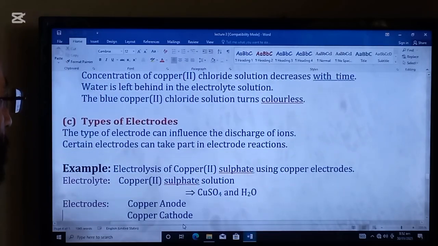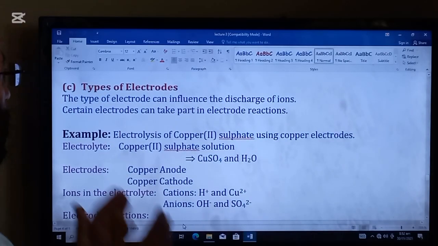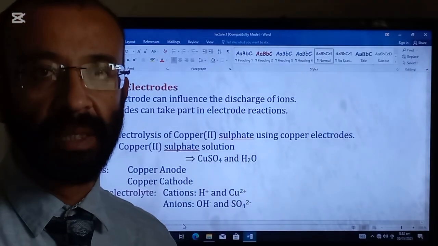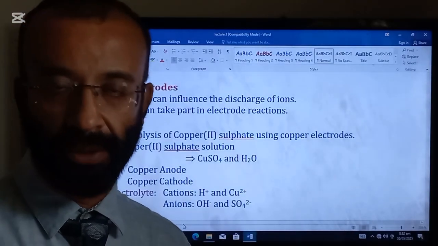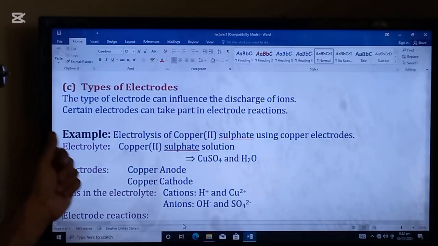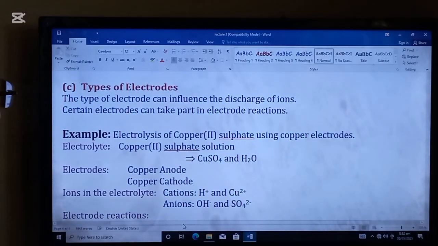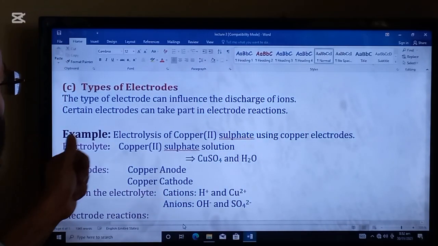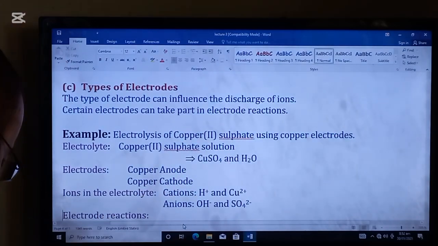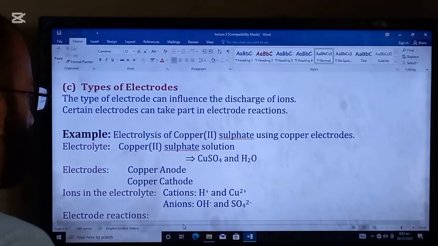Okay, the third factor which is affecting the discharge of the ions is the type of the electrodes. So students, this is the third factor which we are going to discuss. So concentrate now. The type of the electrode can influence the discharge of the ions. Certain electrodes can take part in electrode reactions. And this topic is going to be explained with the help of an example.